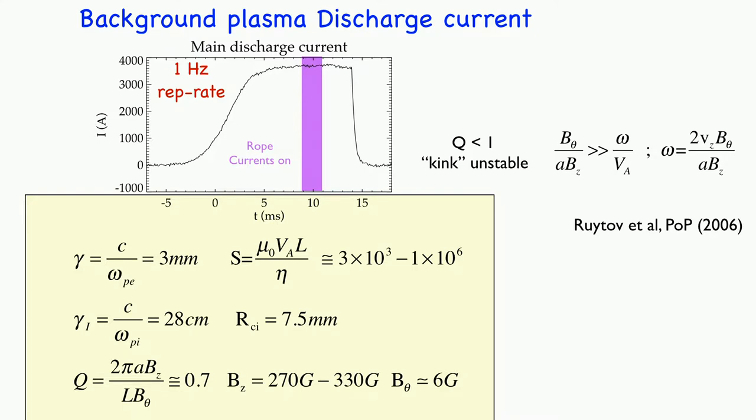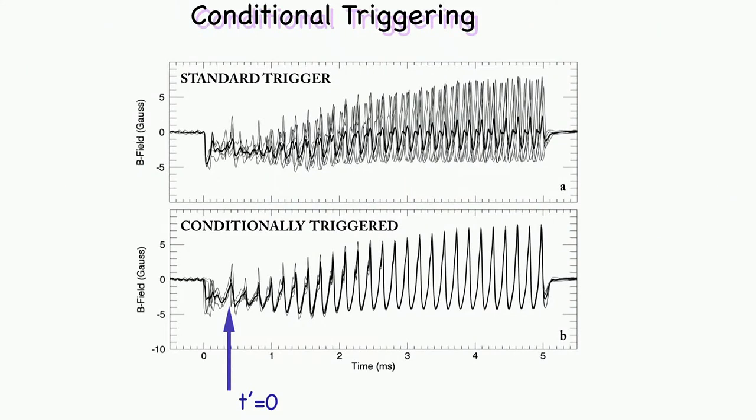Lundquist number S can be as high as 10 to the sixth. And for this experiment, the background field was 330 Gauss. You can go to 2 kilogauss in the machine, but it doesn't work well for flux ropes. So how do we take data?